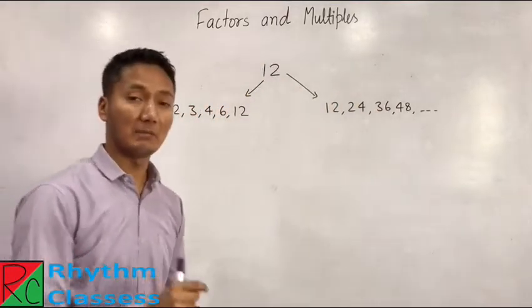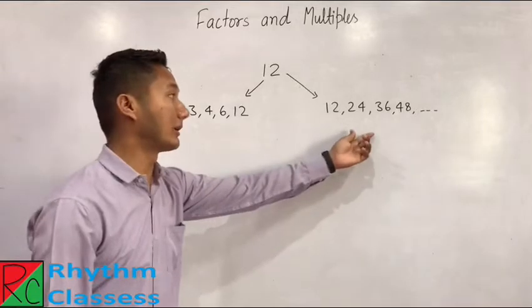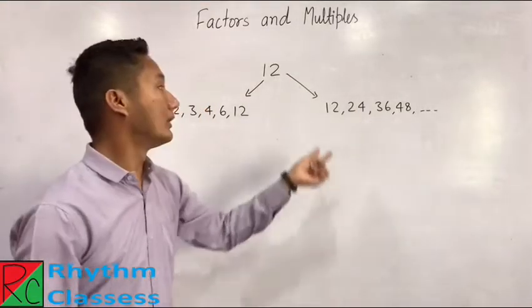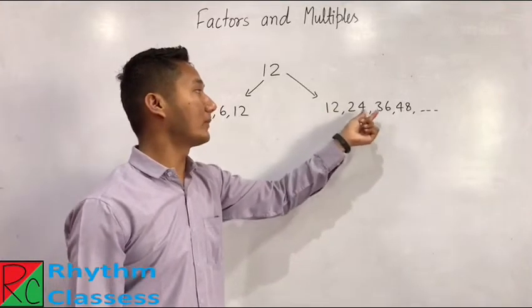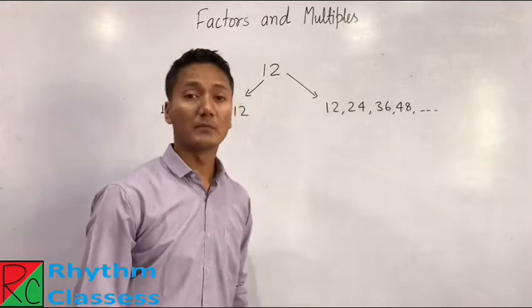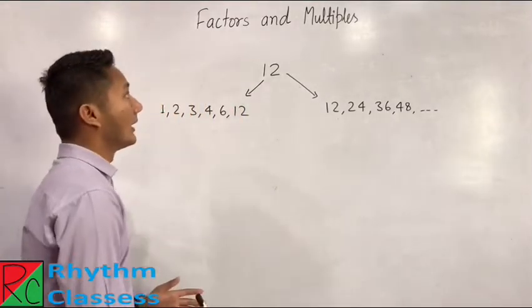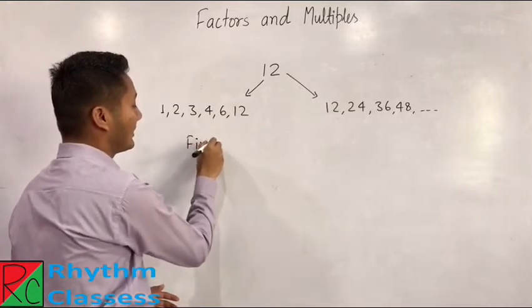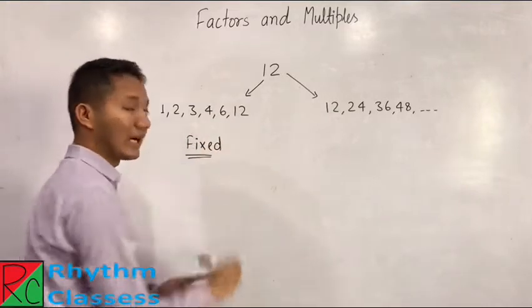That means in a simple manner we can say that in the case of multiples, we simply write the table of that number. 12 1s are 12, 12 2s are 24, 12 3s are 36, 12 4s are 48 and so on. Now from here we can say factors are a fixed number. That means the total number of factors is fixed.